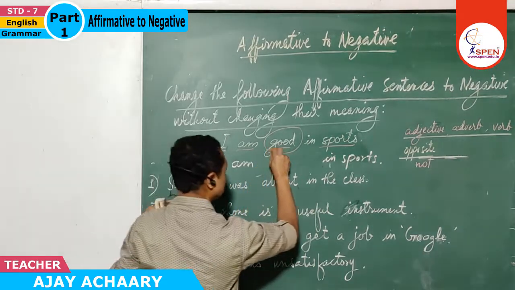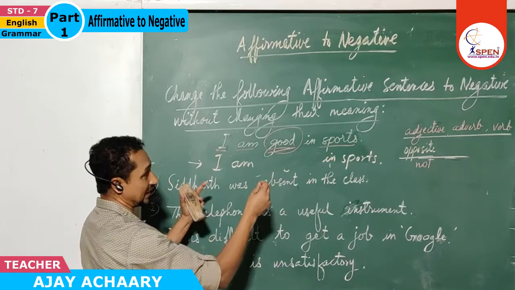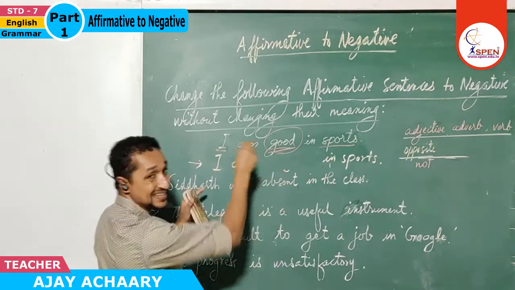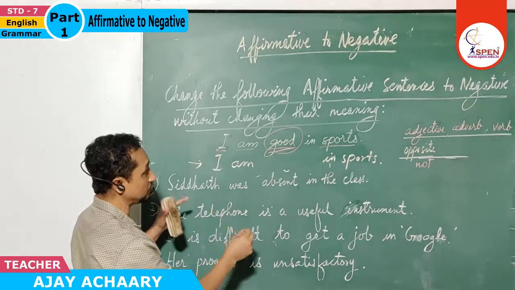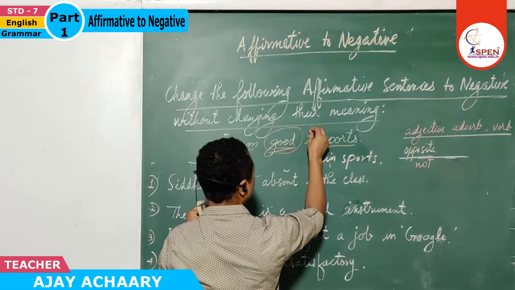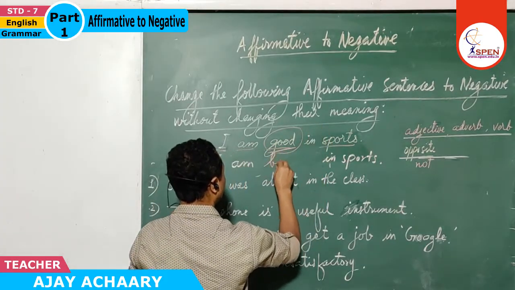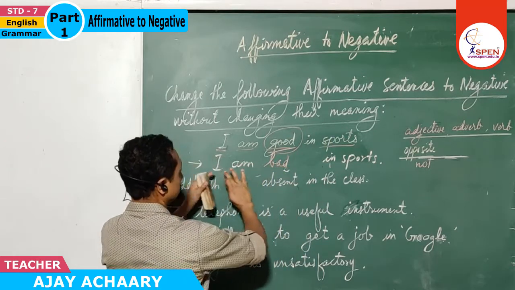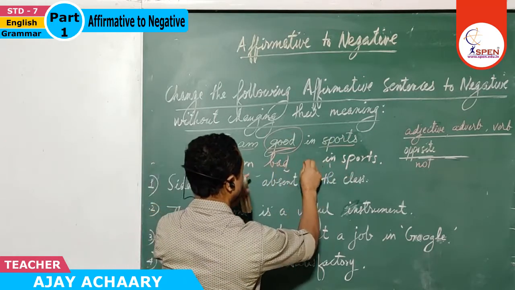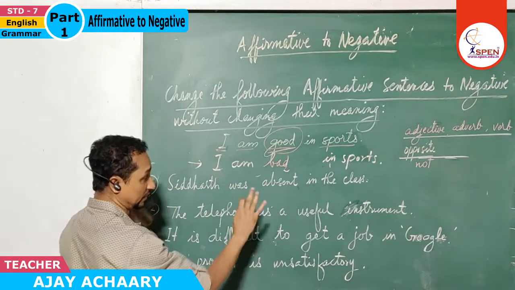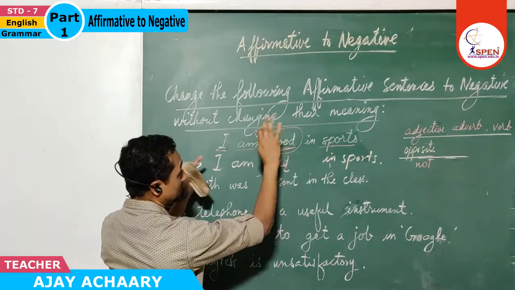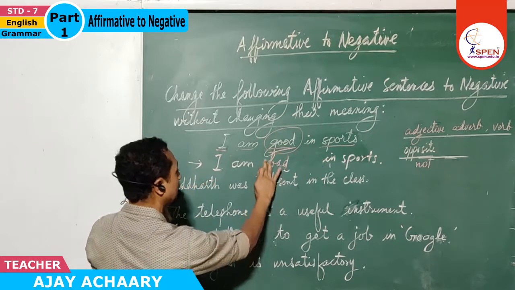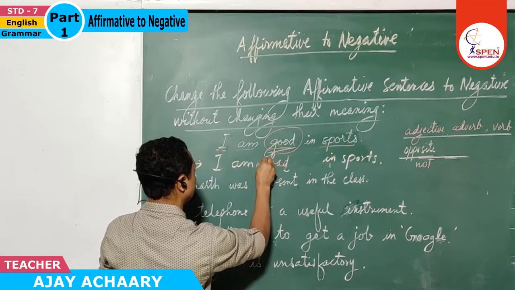So the word is good. I am going to take the opposite of this word. It is an adjective, don't forget. Good is an adjective, so the opposite of good is bad. See, I am bad in sports. So still it is not the answer we desired. We need to change it into negative, and the negative word is not there, so we are putting not before this.